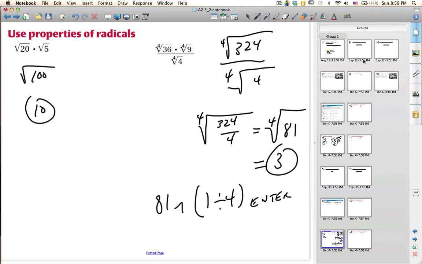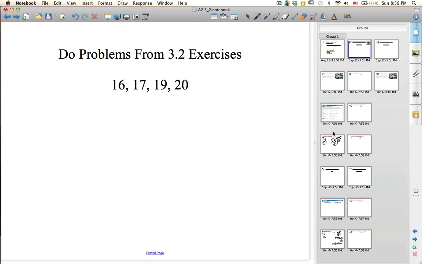Okay, so go ahead and practice these. Do problems 16, 17, 19, and 20. Get a little practice with it, and then come on back.